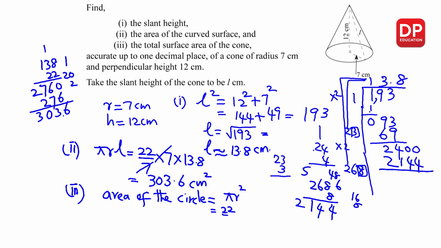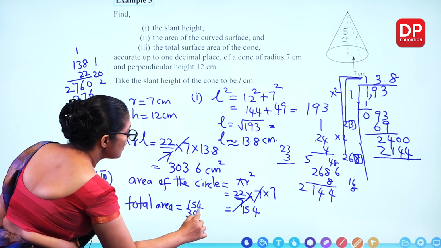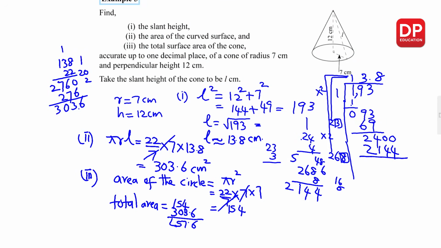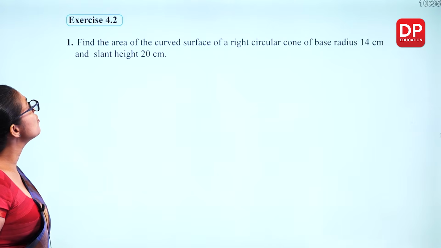Pi is 22 over 7. Radius is 7. So when you simplify, you get 154. So what's the total area? The total area is equal to 154 plus this one, 303.6. So when you add these two together, you get 457.6 square centimeters. Now we'll look at exercise 4.2 in your textbook.